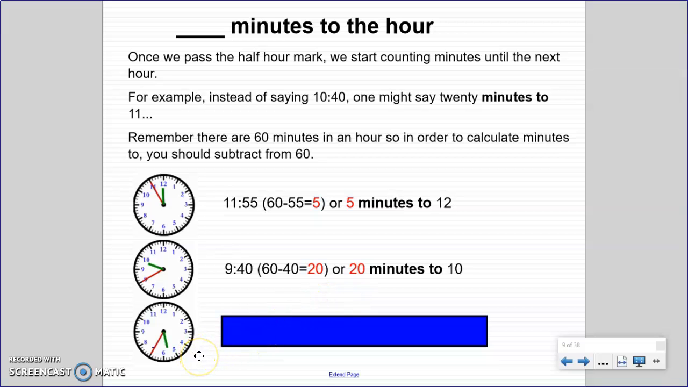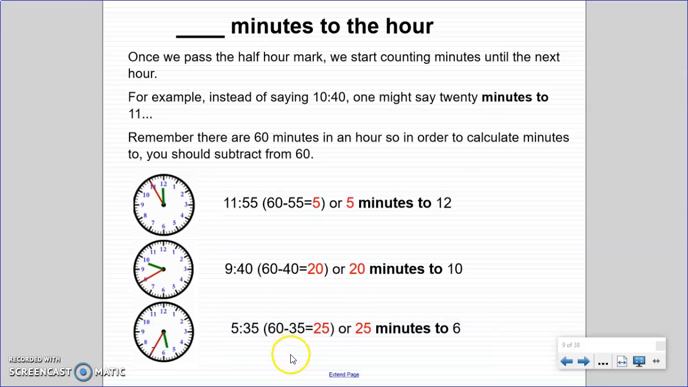Look at the last clock. Can you tell the time on the clock using the words minutes to? The time shown on this clock is 5:35. 60 minutes minus the 35 minutes that have passed leaves 25 minutes until the next hour. Or you could have counted on the clock. 5, 10, 15, 20, 25. Somebody might say that this time is 25 minutes to 6.